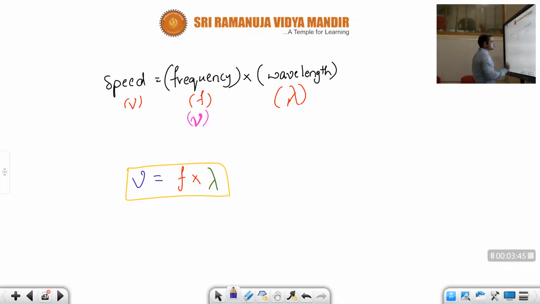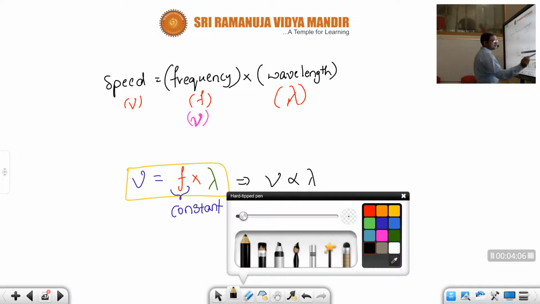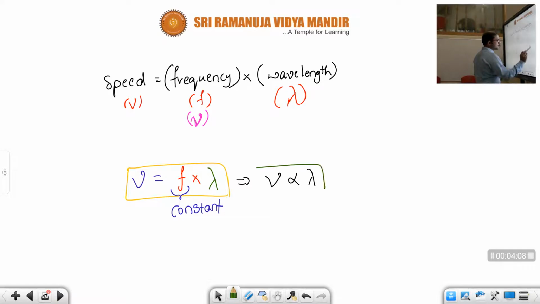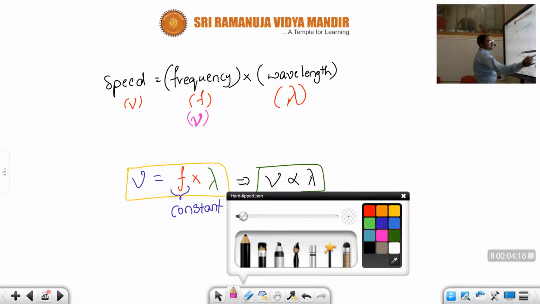Children, suppose frequency is constant. If frequency is constant, how can we relate speed and wavelength? Speed is directly proportional to wavelength lambda. Okay children, whenever the frequency is constant, speed is proportional to wavelength lambda.